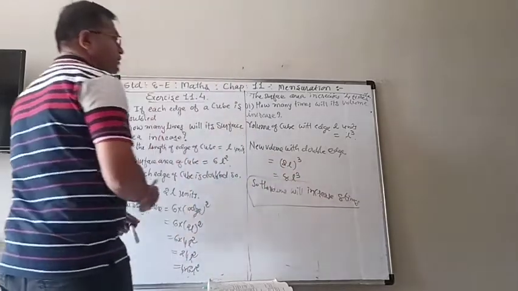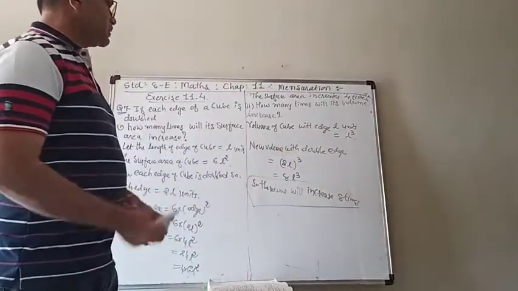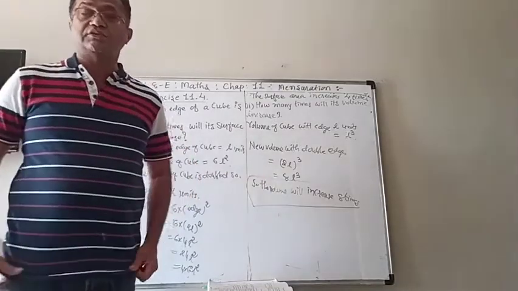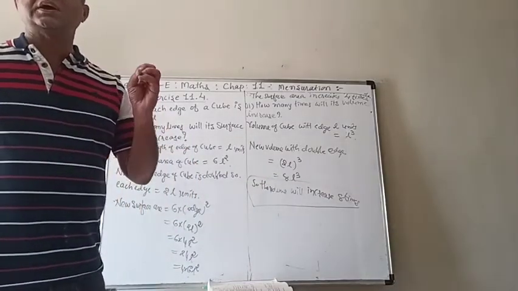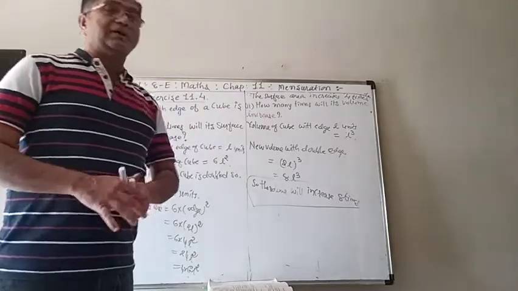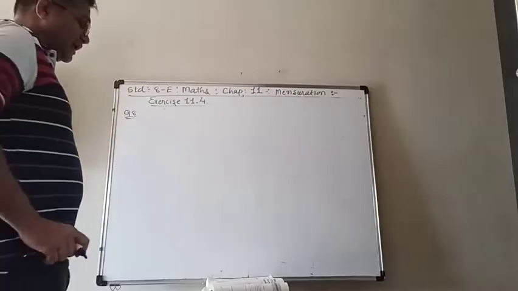So the surface area increases 4 times and the volume increases 8 times when each edge of the cube is doubled. So that is the thing we have to do. Now the last question.